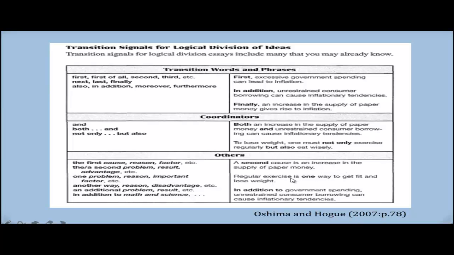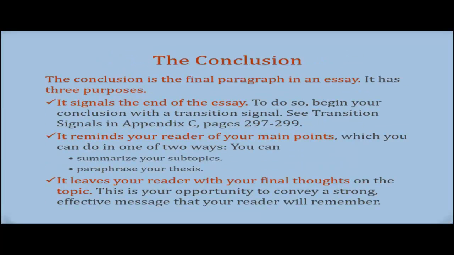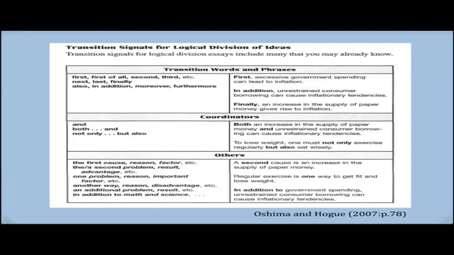Then "regular exercise is one way to get fit and lose weight." And then "in addition to government spending, unrestrained consumer borrowing can cause inflationary tendencies." So these are some transition signals that you can use in your essay. The rest you can check in the book, pages 297 to 299 of Oshima and Holt, fourth edition, published in 2007. That's it.